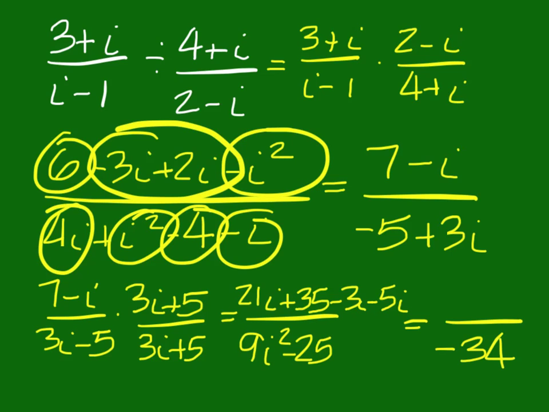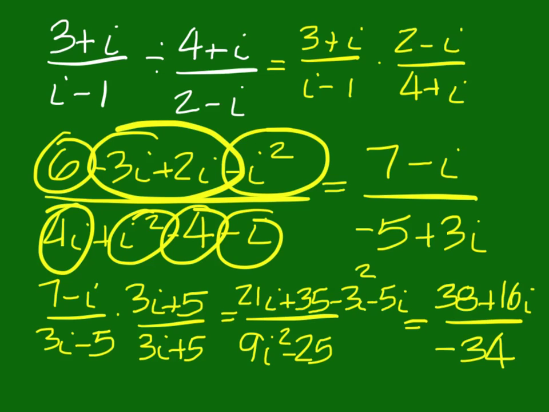On the top, we should have an I squared in there somewhere, and I think it should be minus 3I squared right there. And that would be a plus 3 with the 35 would be a 38. And then we have 21I minus 5I, and that would be plus 16I. Now all of these are even.